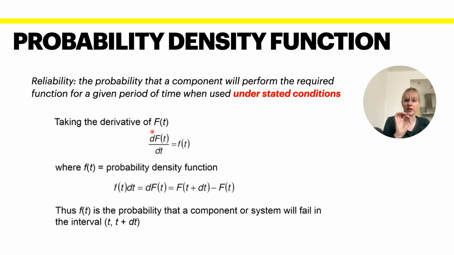Now, in order to get to that stage, we first need to have a look at the probability density function. The probability density function is the probability that a component or a system will fail in a specific time interval. So we know that the capital F relates to the fraction of components that weren't working, and here we're looking at a specified time. So we're going to look at the derivative of it.